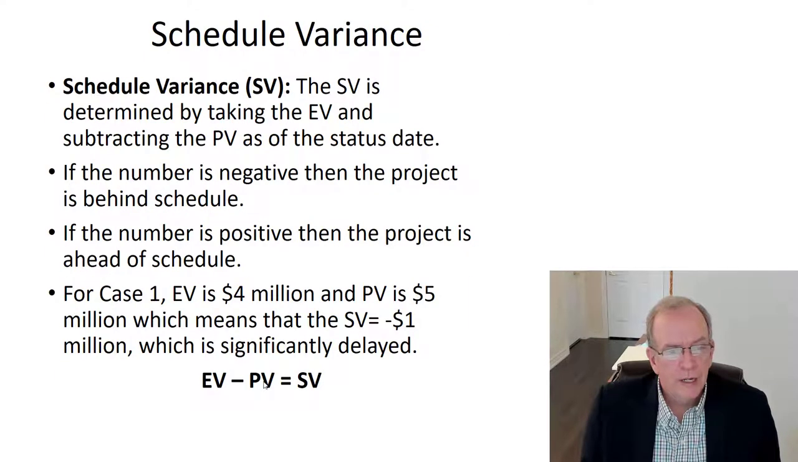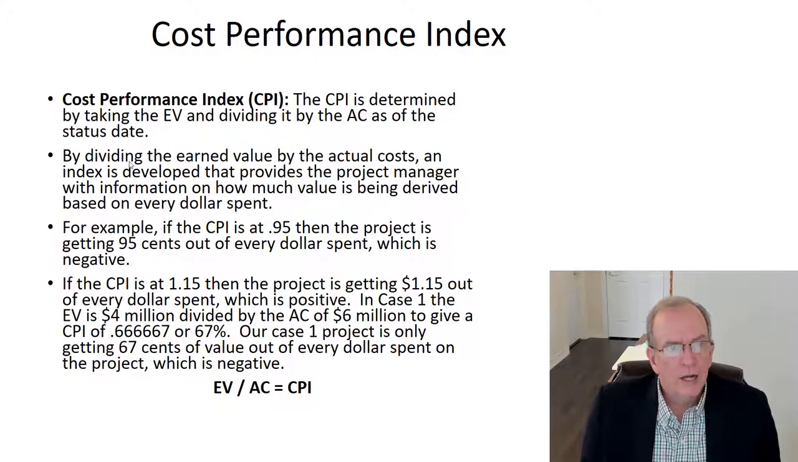And so over here, we've got our earned value, which is $4 million, right? And we know what our actual cost is. We had that derived, which was 6 million. So you can think of the CPI, and I'm just throwing out numbers here. If the CPI is at 0.95, then the project is getting 95 cents out of every dollar spent. You can sort of visualize it.